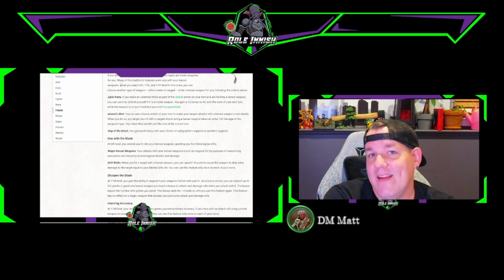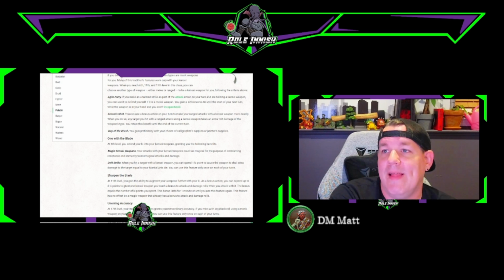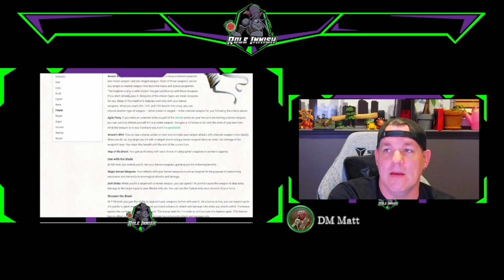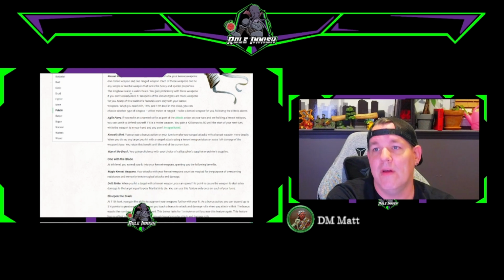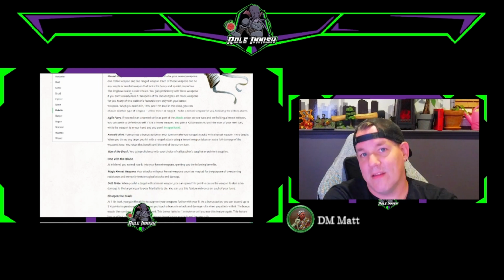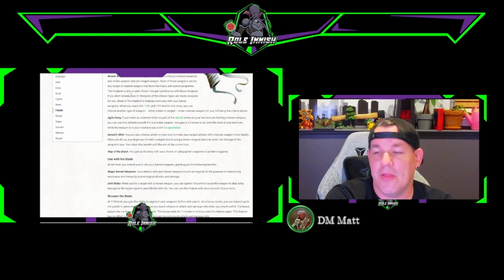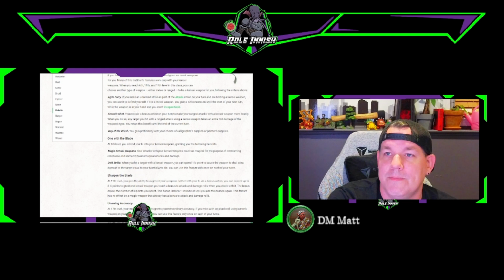When you reach 6th, 11th, and 17th levels in Monk, you can choose another type of weapon, either melee or ranged, to be a Kensei weapon to you, as long as they continue to follow the criteria. So you get 2 right off the bat at 3rd level, a 3rd at 6th, a 4th at 11th, a 5th weapon at 17th. So you can have up to 5 Kensei weapons. They're your Monk weapons. You're proficient with them. That's what you practice with.